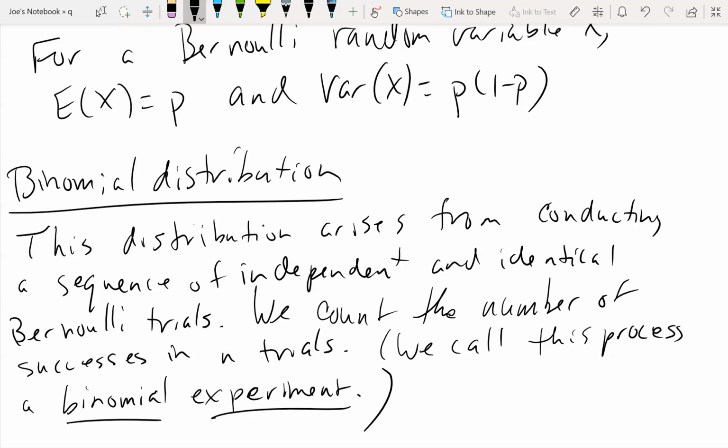I flip a coin 15 times, I count the number of heads. I roll a die 75 times, I count the number of threes. I take a sample of 150 people, I count the number of registered Democrats. I pull light bulbs off an assembly line, say 1,000 of them, and I see how many are defective. That's what we mean by counting the number of successes in n trials.